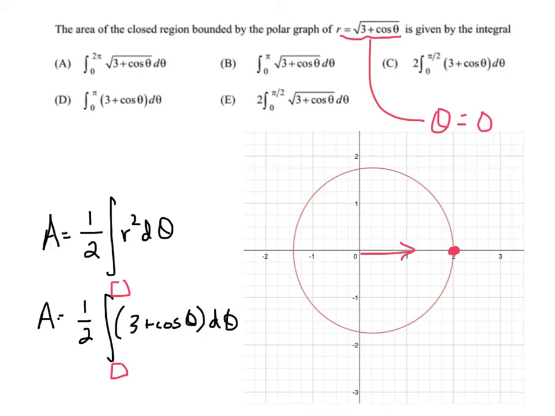Because you'll see that none of these ones that are left have a 1/2 up front. So what must be being done here is using some symmetry and saying, well, I'll only do half of it, but then I'll double the answer. So you have to figure out what those bounds might be.